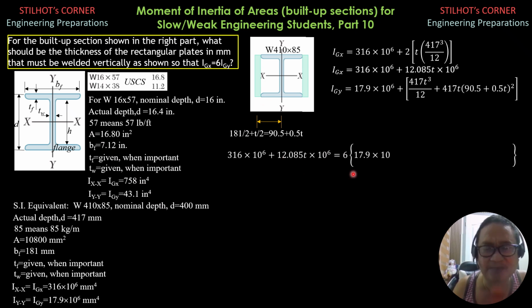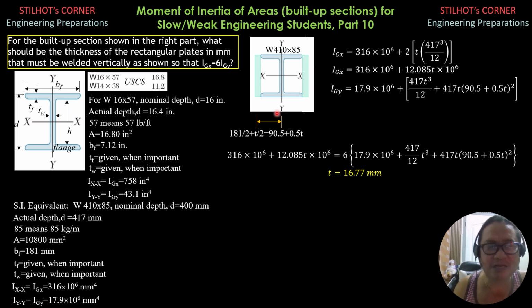And you can simplify this. So 6 times 17.9, 6 times this value here. And you can evaluate this with your high-tech calculator. I will not expand this anymore. I'll just use the high-tech calculator. Then solving for the thickness, it is equal to 16.77 mm. So I hope that you understood the explanation, the equation setup, and you can do the same problem on your own.